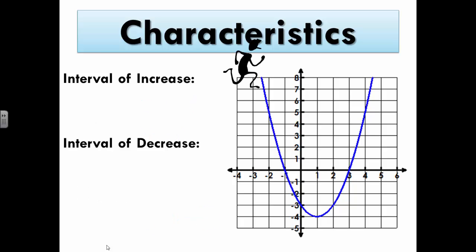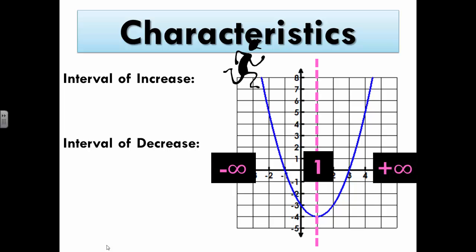For interval of increase and interval of decrease, I really try to get my students to always write down 3 things on the graph. You should always find your axis of symmetry and find the x value. And then you always need to label your extremes on the x-axis. Interval of increase and decrease are always x values. So what's the extreme to the left of the x-axis? And then what's the extreme to the right of the x-axis? These 3 numbers are always going to be part of your answer for interval of increase and decrease.